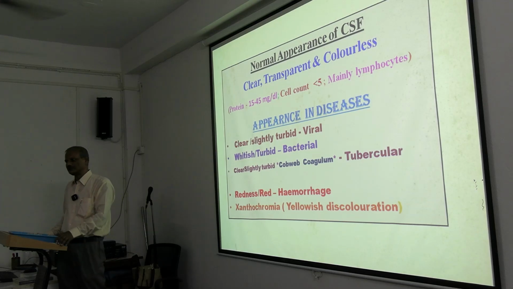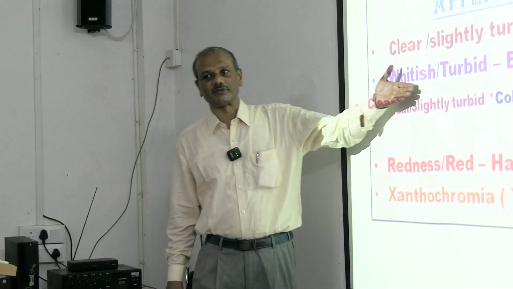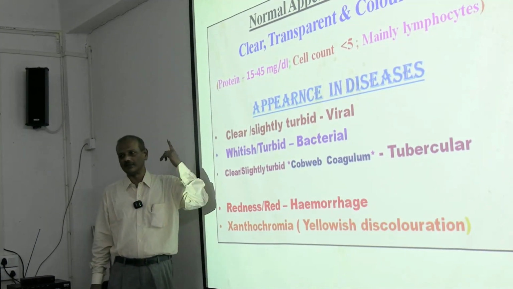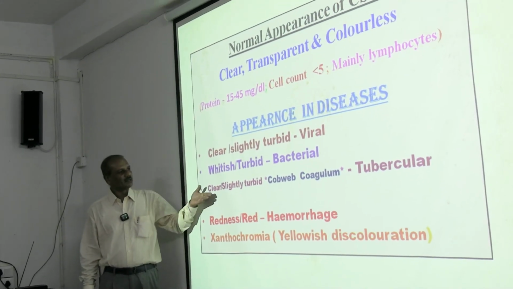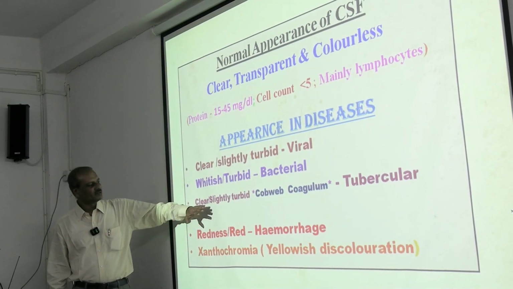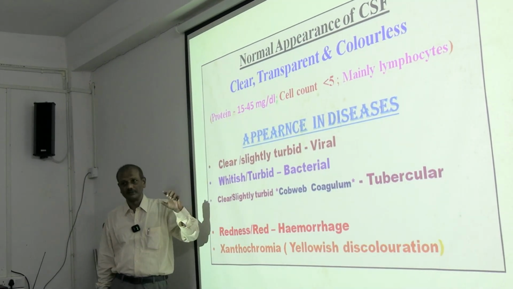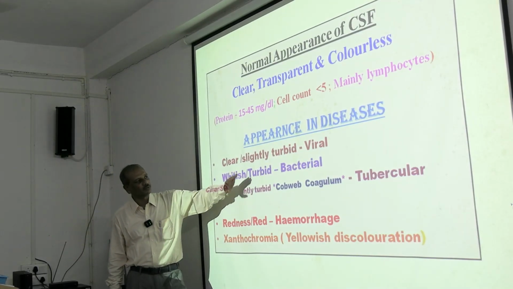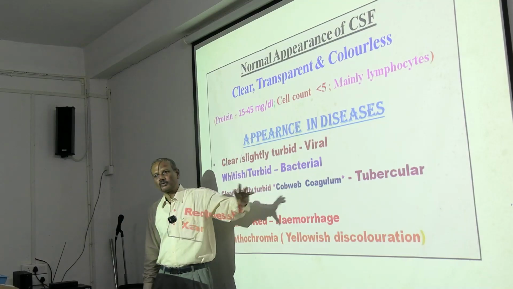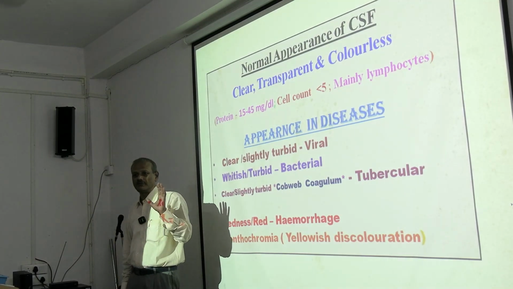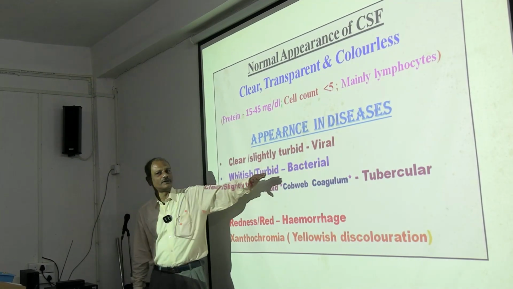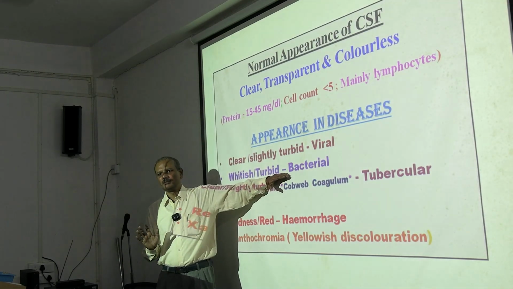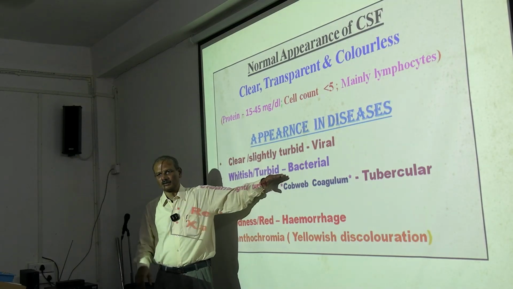In fact, because of this, in bacterial, the appearance will be turbid. The moment you see a turbid CSF, you make a diagnosis that it is bacterial. And in tubercular, it will be clearly turbid. Here also this will be turbid, so there will be confusion between viral and tubercular. And in both situations, lymphocytes will be the predominant cell. Here it will be polymorphonuclear cells. In an attempt, neutrophils will come into play because they will try to kill the bacteria.